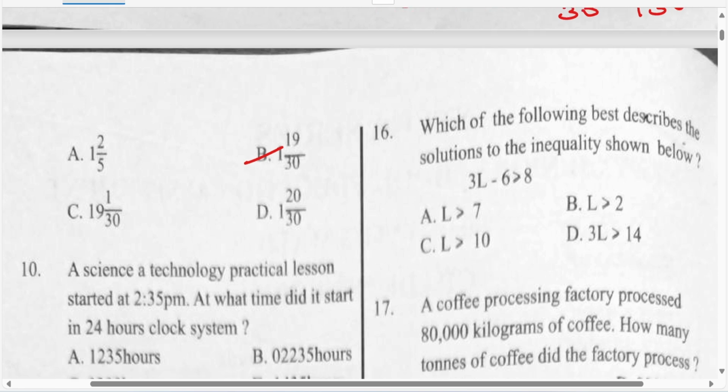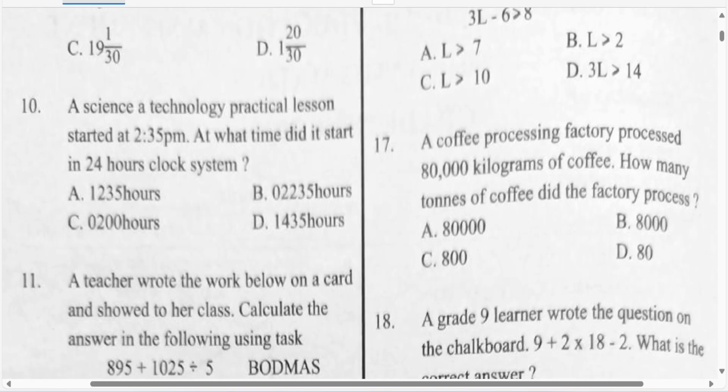So sorry, right. Question 10. A science and technology practical lesson started at 2:35 p.m. At what time did this start in 24 hours clock system? So usually anything past midday exceeds 12:00 hours. Sawa. Lakini ikifika saa 6 za dhuhuri utaandika 12:00 hours. So ikiwa ni saa 7 utachukua 12 plus 1 if it exceeds midday. So basically anything which is PM, you just add 12 to it.